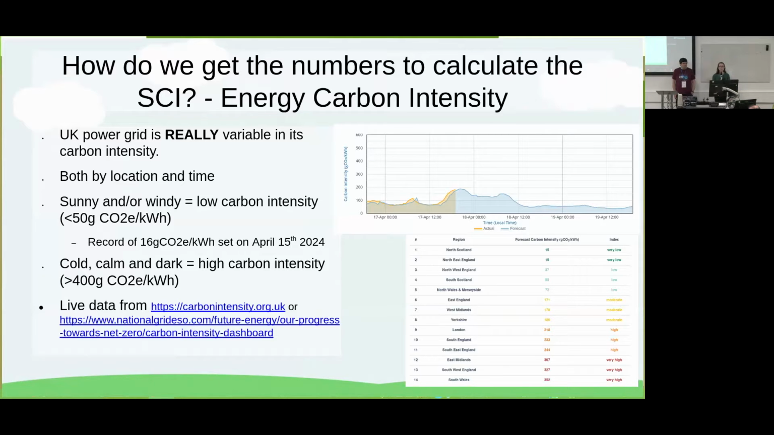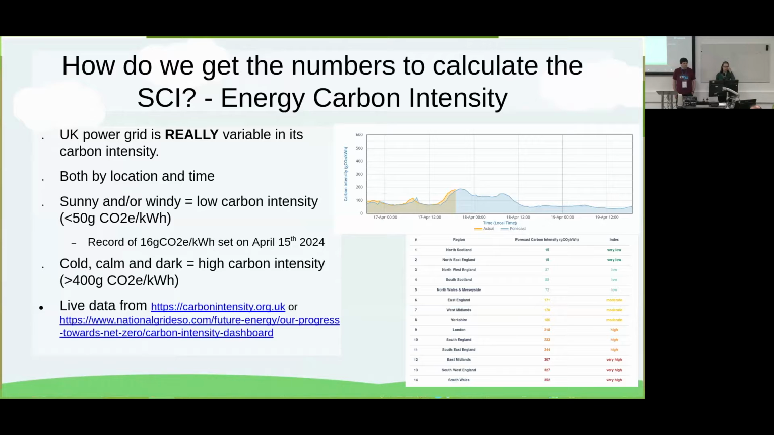In general, when it's sunnier and when it's windier, the carbon intensity will be lower. So I imagine that means that if it's sunnier, we can use solar power. If it's windier, we can use wind farm energy, which means that carbon intensity will be lower. And if it's the opposite of that, so if it's cold, if it's dark, the intensity will be higher.